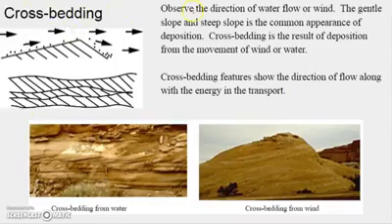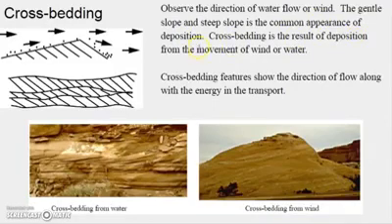Crossbedding is a structural feature that here we can look at, where wind is traveling from the left to right. And we're going to get this characteristic pattern here. Observe the direction of water or wind flow. The gentle slope, right, we're going to start calling this the windward side, windward slope. And the steep slope here, what we'll call the leeward side, is a common appearance of deposition.